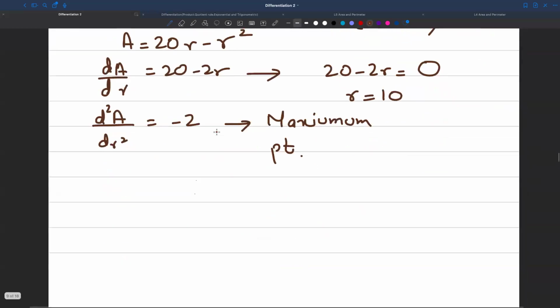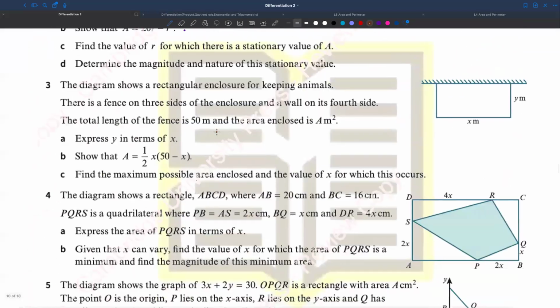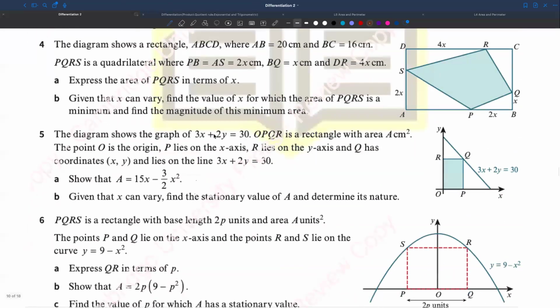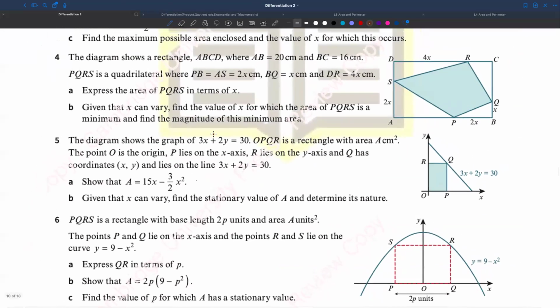Okay, lovely. So right now, let me give you a couple of questions. Question number 4, 5, and 6. This is what I would want you to do first right now. Start.